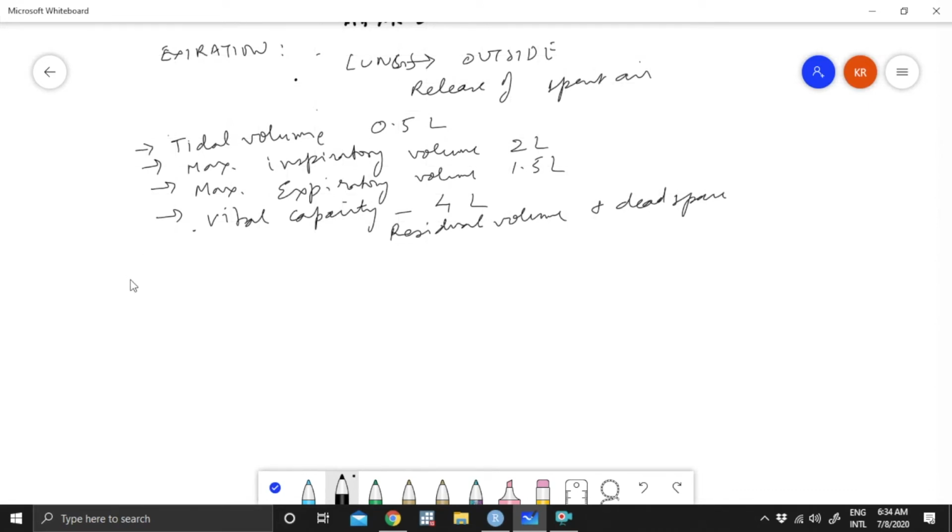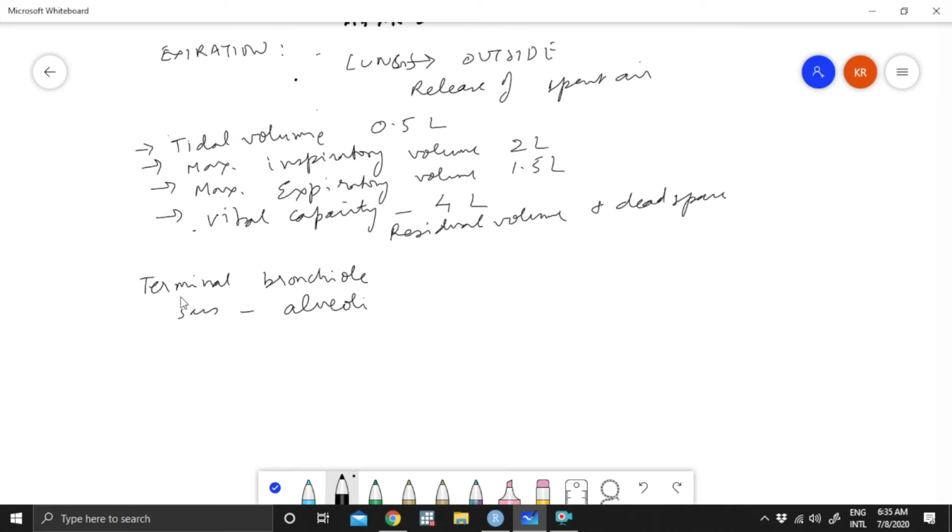Then let us come to the next part. We said that the structure, what is there inside the lungs. Inside the lungs, the terminal bronchiole will end up into tiny sacs which we call alveoli.